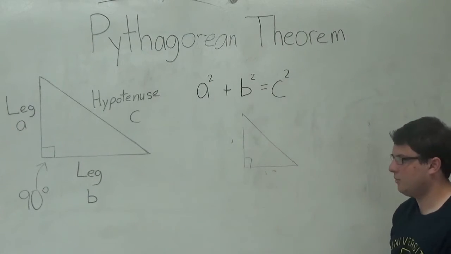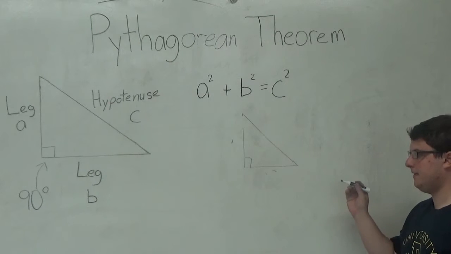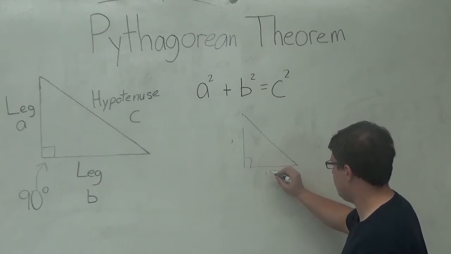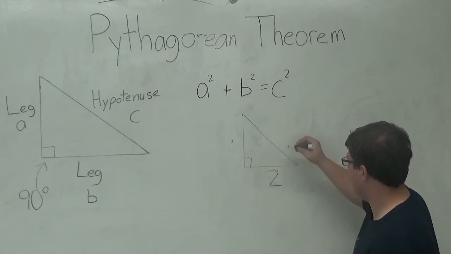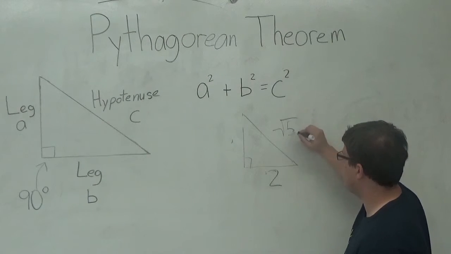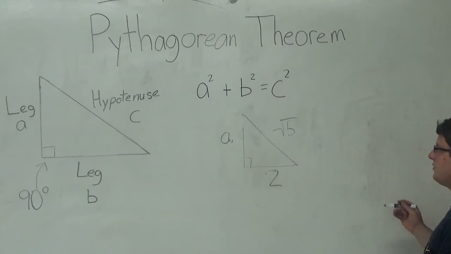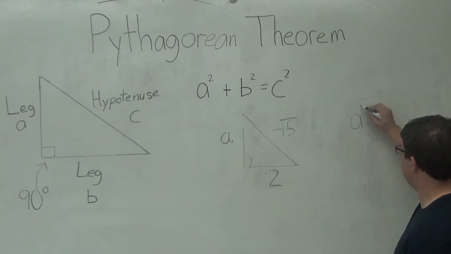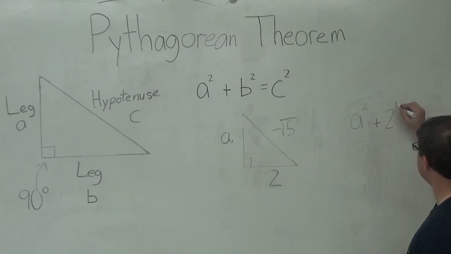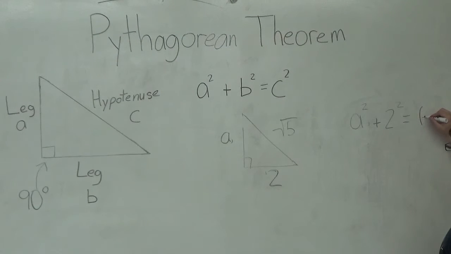So this time, we're going to know one leg and the hypotenuse. So we'll say this leg is equal to 2, and the hypotenuse is equal to the square root of 5. Now, to find A, which is missing, that's the side we don't know, I'm just going to use the formula again. A squared plus 2 squared equals the square root of 5 squared. We're just going to do simple algebra again. A squared plus 2 squared, which is 4, equals the square root of 5 squared.